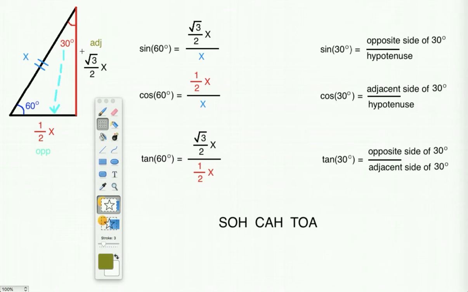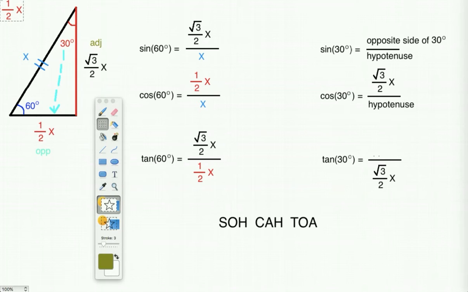So anywhere I see the word adjacent to 30 degrees, that is equal to square root of 3/2 times x. So right here I see adjacent to 30 degrees. Let's change that for square root of 3/2x. I see that again here. The side that is opposite of 30 degrees is 1/2 of x. So everywhere I see opposite of 30 degrees, I shall change it to 1/2 x.